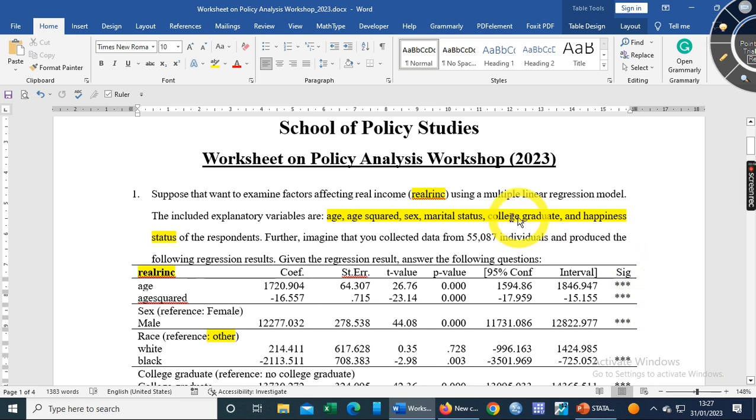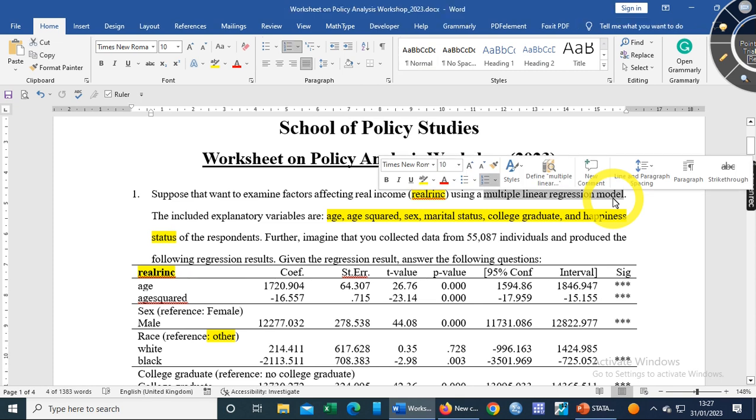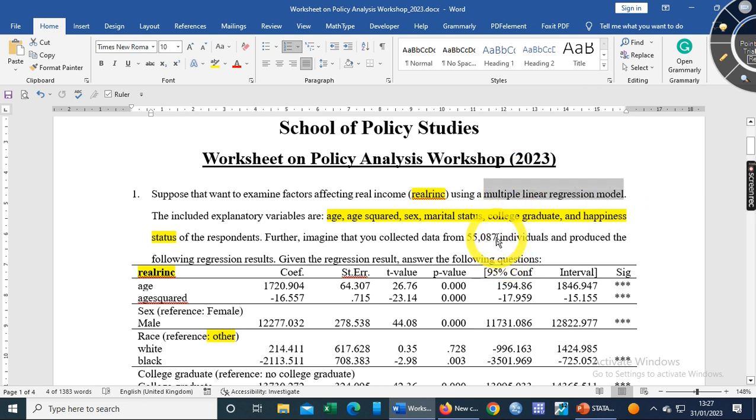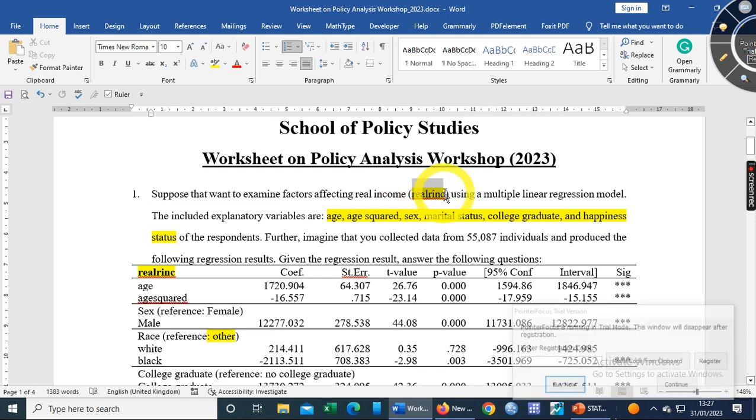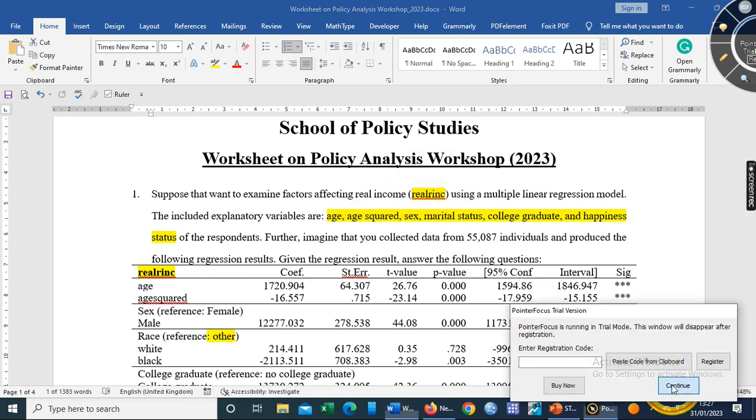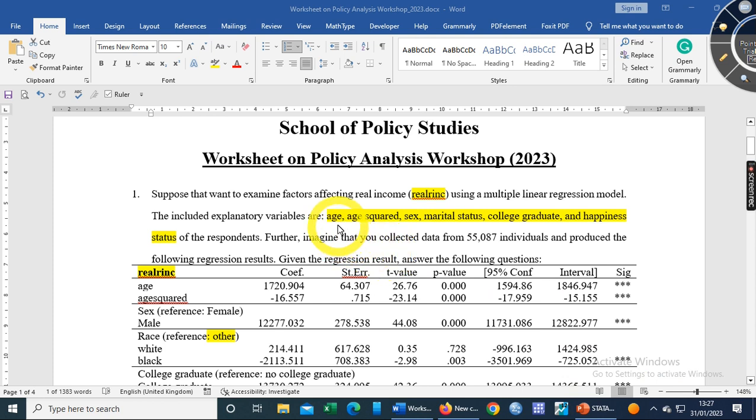In this example, a multiple linear regression model is used, estimated using data collected from 55,087 individuals. The dependent variable is real income, and we have age, age squared, sex, marital status, college graduate, and happiness status of the respondents.